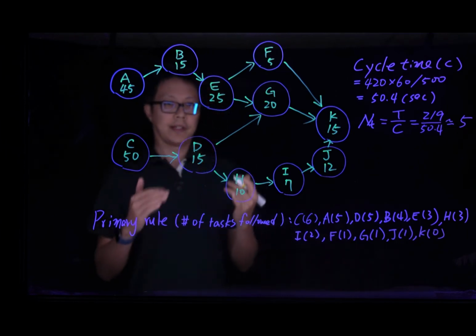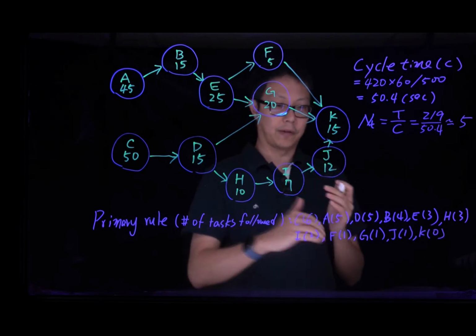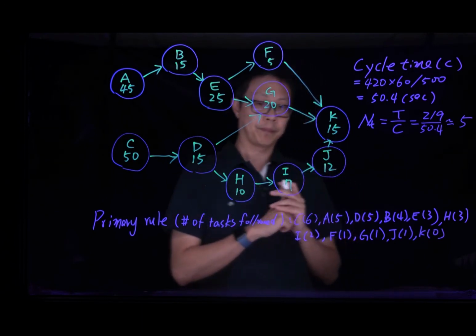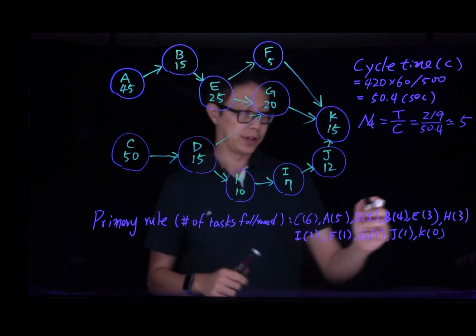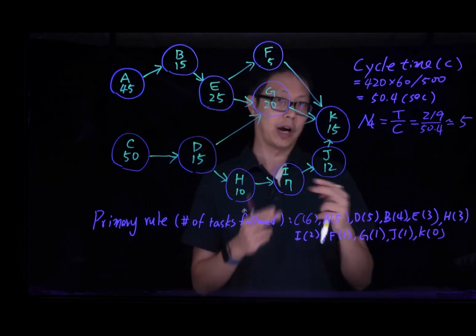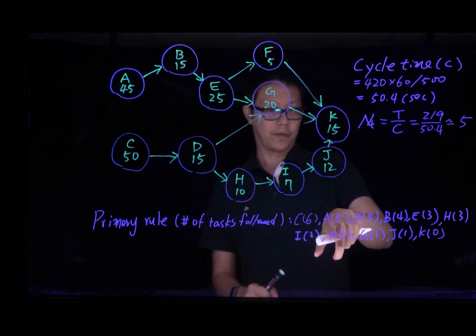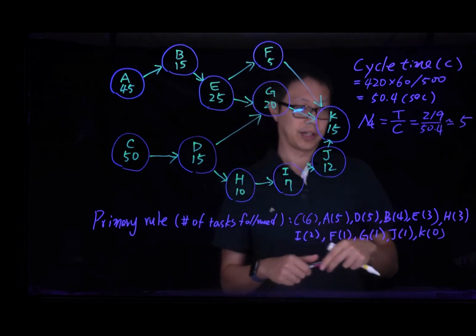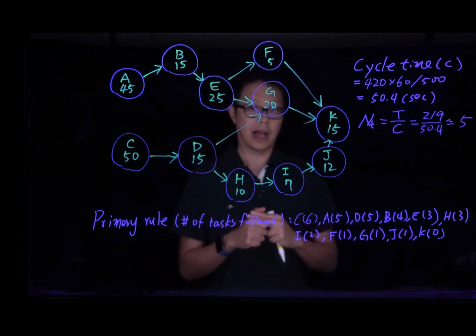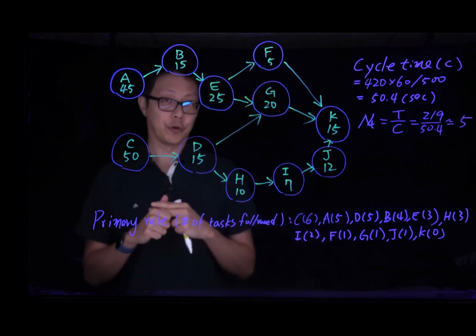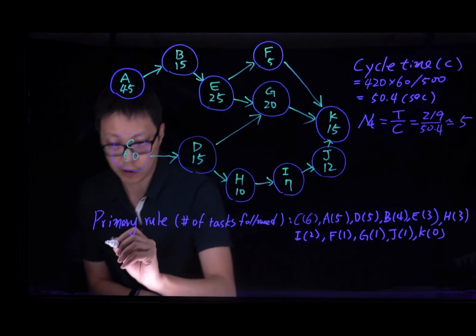When we try to assign the different tasks to different workers, we want to go through this list from the highest one to the lowest one. But you will probably notice that at certain points we will face a tie. For example, E and H are both having 3 additional tasks. Similarly, F, G, and J all have 1 task followed. So when you have a tie, you need to use a secondary rule to figure out which one goes first.